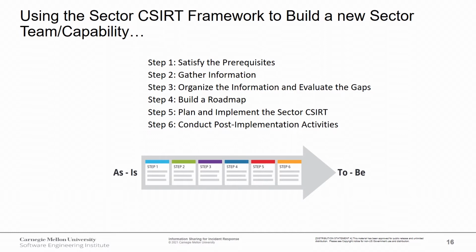What about gathering information? This is the process of going out to that group of stakeholders and actually asking them, what is it that you want from this Sector CSIRT, and what do you think you can provide that Sector CSIRT? So this is going out and engaging with stakeholders and getting their take on things so that you can start to understand the challenges and how you can solve those challenges.